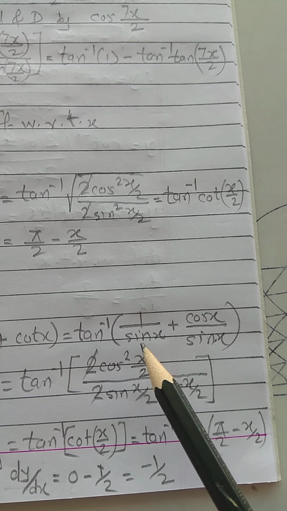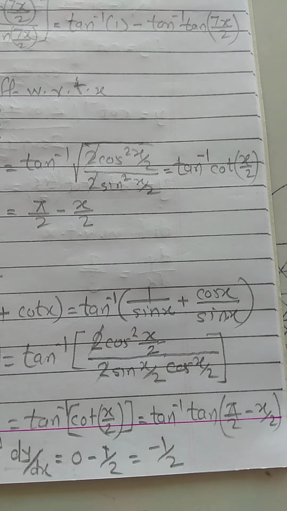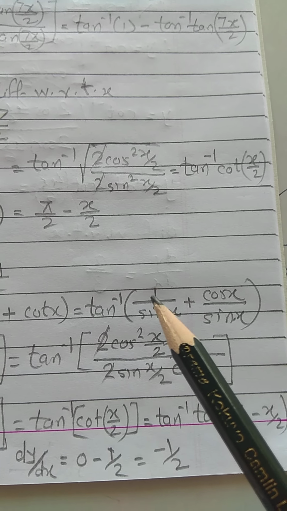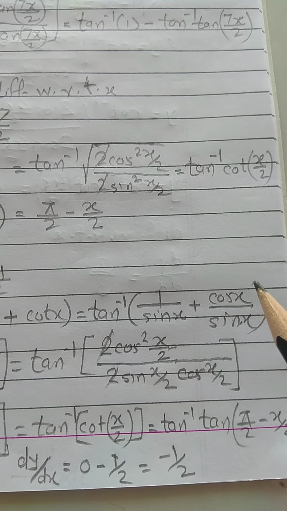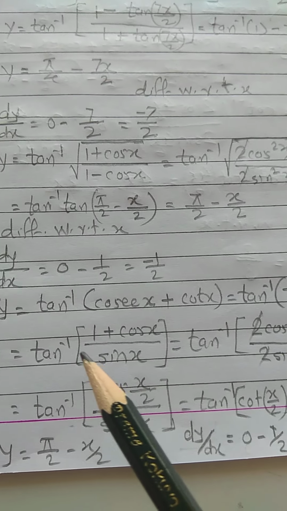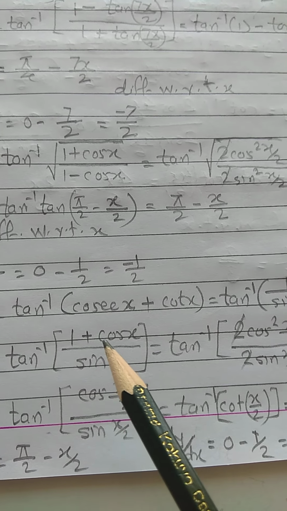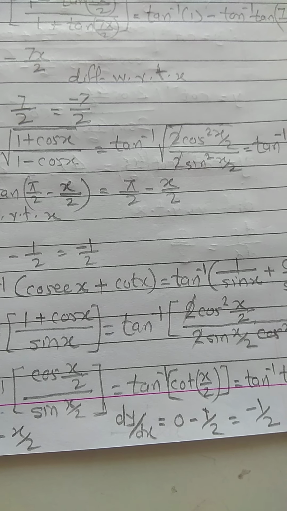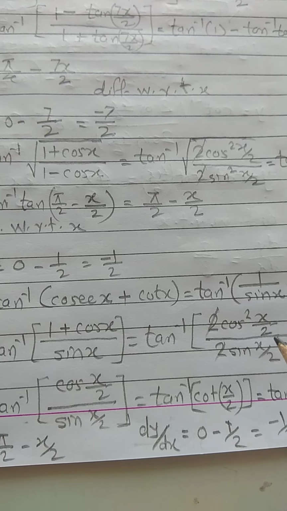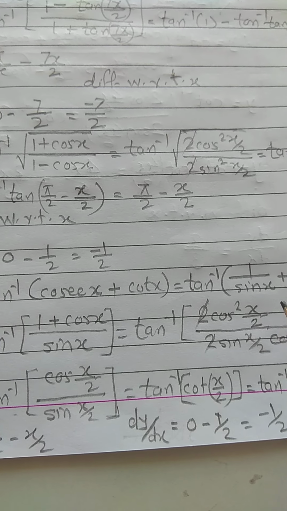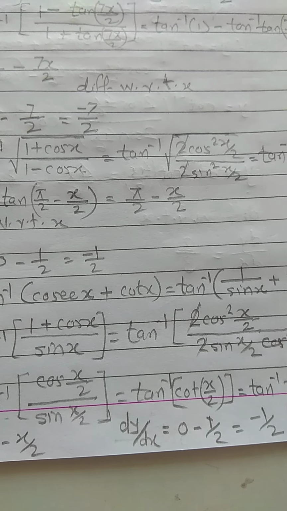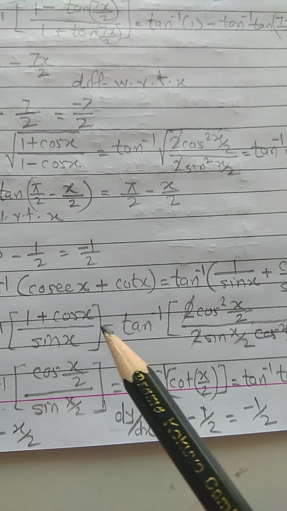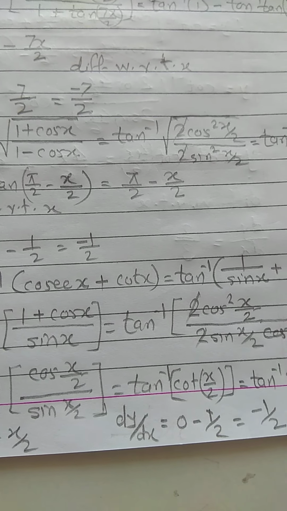Now as the denominator is the same here, we can add the numerators: 1 plus cos, denominator sine as it is. 1 plus cos is 2 cos square, sine double is 2 sine cos. We have to make half of the angle each time. Half of the angle x is x by 2.